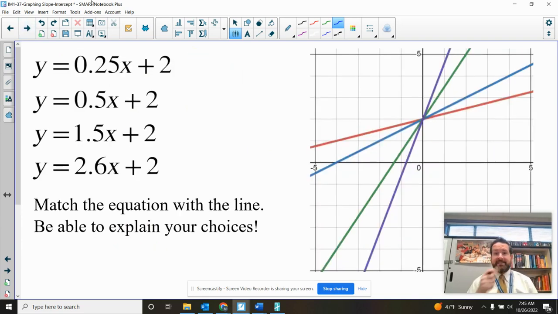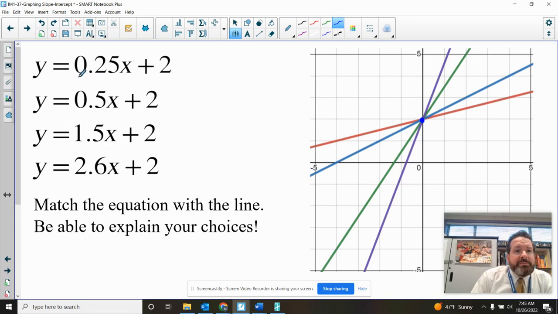In this next case, what we see is 4 lines. They again have the same y-intercept: +2, +2, +2, +2. They all cross the y-axis at a height of 2. The only difference is the slopes of the lines.